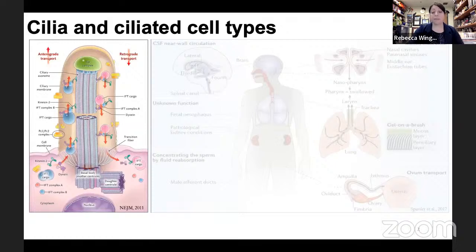And these cilia are very important in our body, and they're important in a lot of different places in the body.